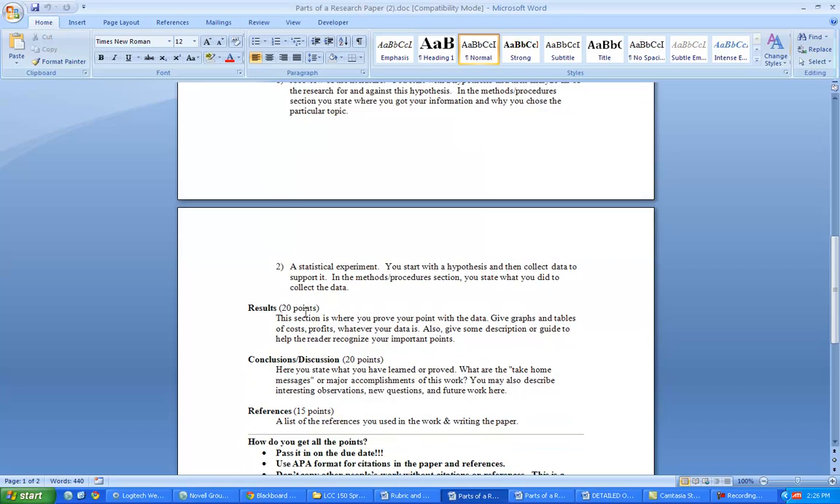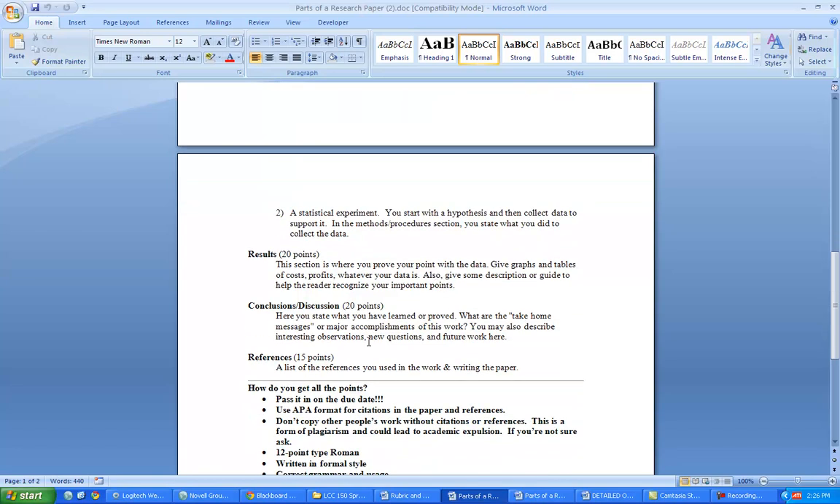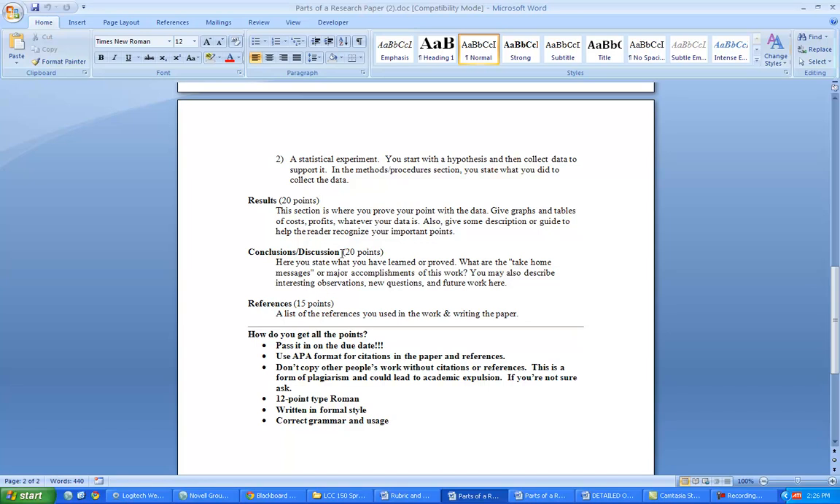Results, this is especially for those who have used graphs and tables. Costs, profits, whatever you use, it goes in this section. That's 20 points as well. For a literature search, you can just put the word results, and then you can write a sentence or two. It's not as big because you don't have data, unless you found data and you want to make a point with the data. Conclusion, discussion, as I mentioned, it's very big. This is where your decision making comes.